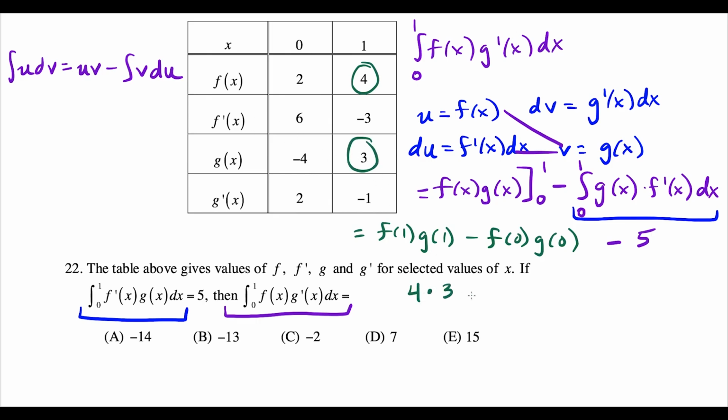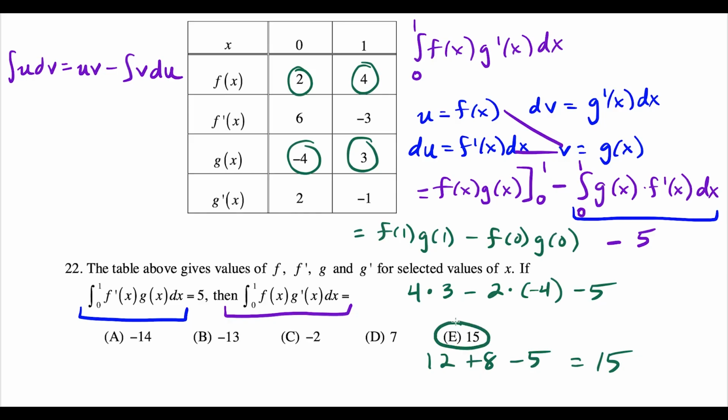So we have 4 times 3 minus f of 0 is equal to 2 times g of 0 is negative 4. And then we have minus 5 at the end. So this is going to give us 12 minus 8 becomes plus 8 minus 5, and you get 20 minus 5, which is equal to 15. So this is going to work out to choice E.